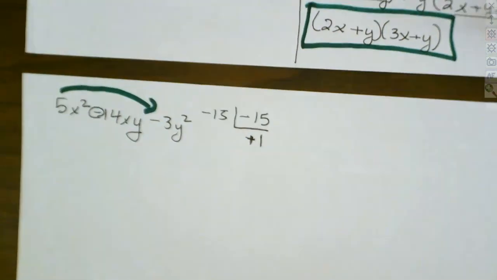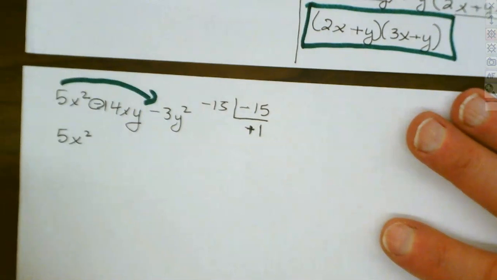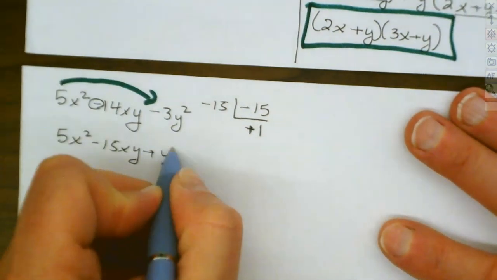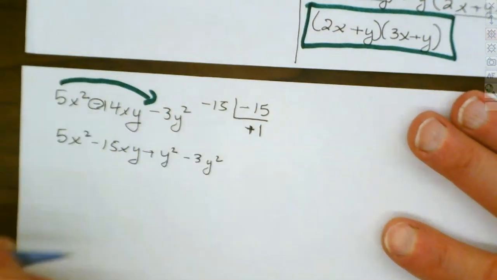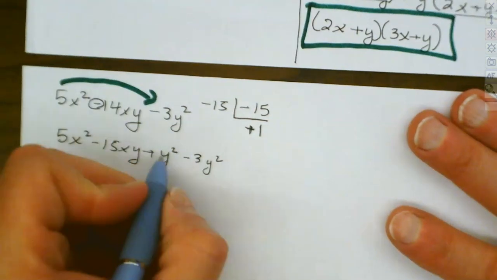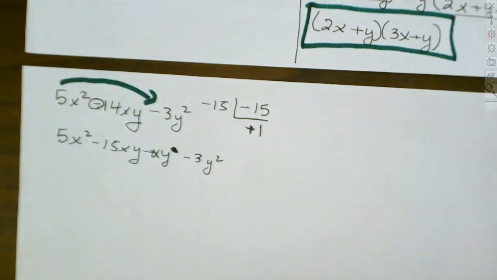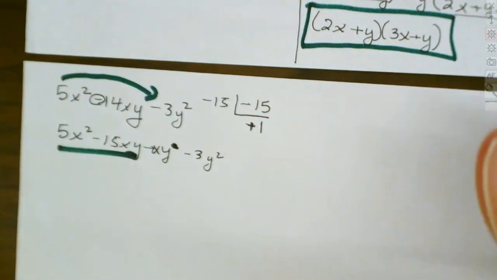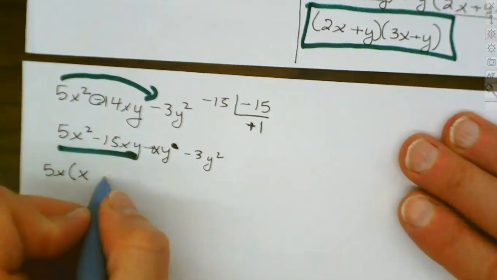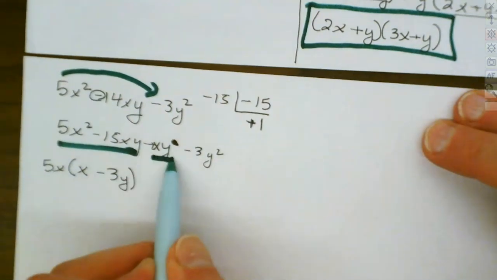Unfortunately, because of the 5, we have to factor by grouping. So that's 5x squared minus 15xy plus xy minus 3y squared. Sorry about that. That's going to be xy, not y squared there. My mistake. Now we can factor. First two, these have a 5 and an x in common, and that leaves you with an x minus 3y. We've seen that factor numerous times already.